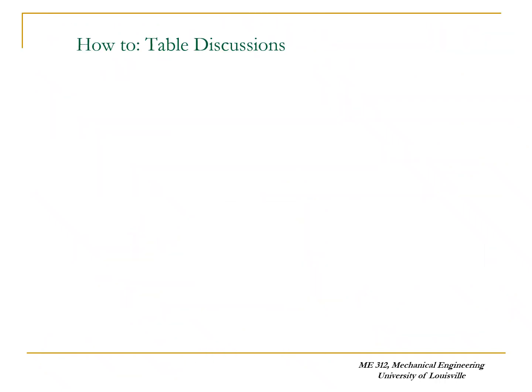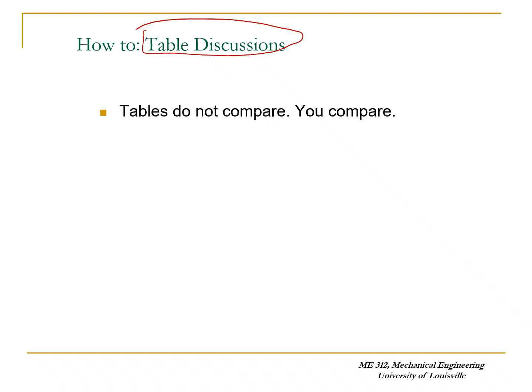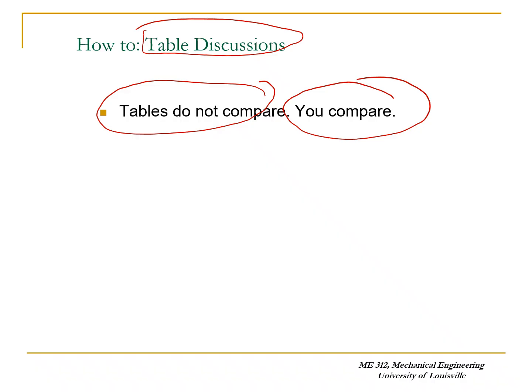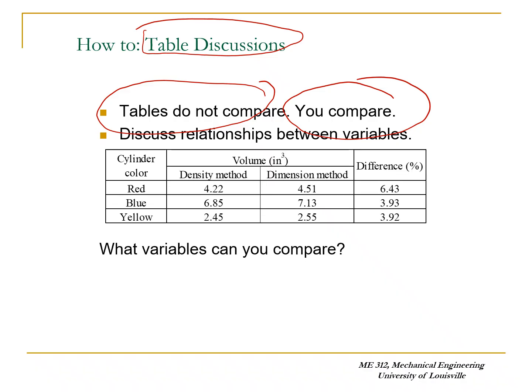Not only the plots, you could do the same thing for table as well. So table provides you the specific value of the variable, but again, if you just have the table and you don't discuss what information is there in the table, it doesn't compare. You are the one to make a comparison, right? So it's important to discuss the information in the table or in the plot.